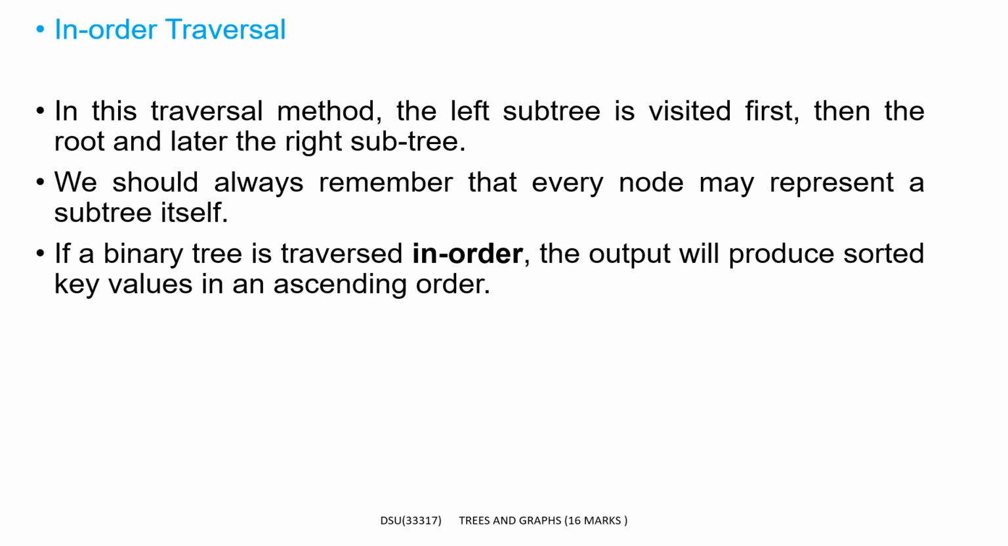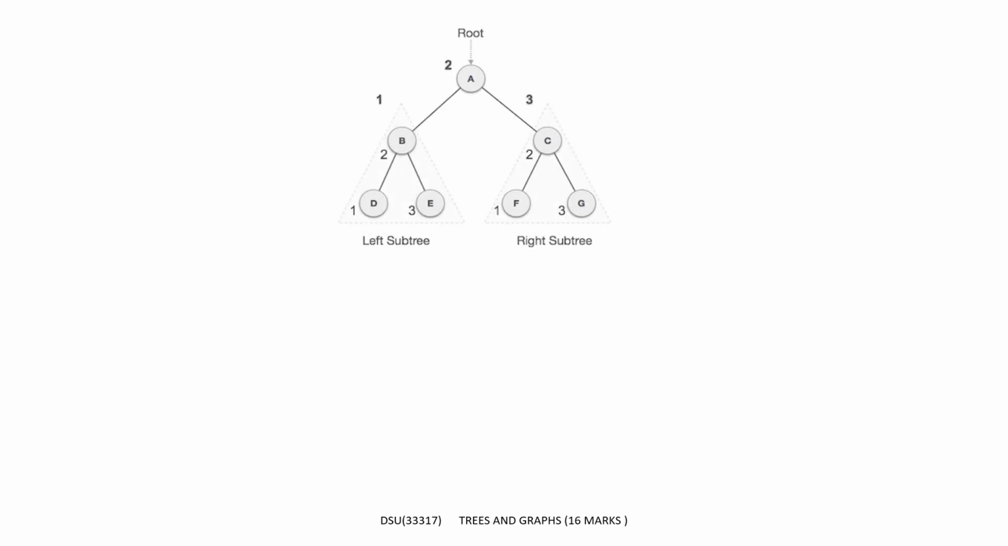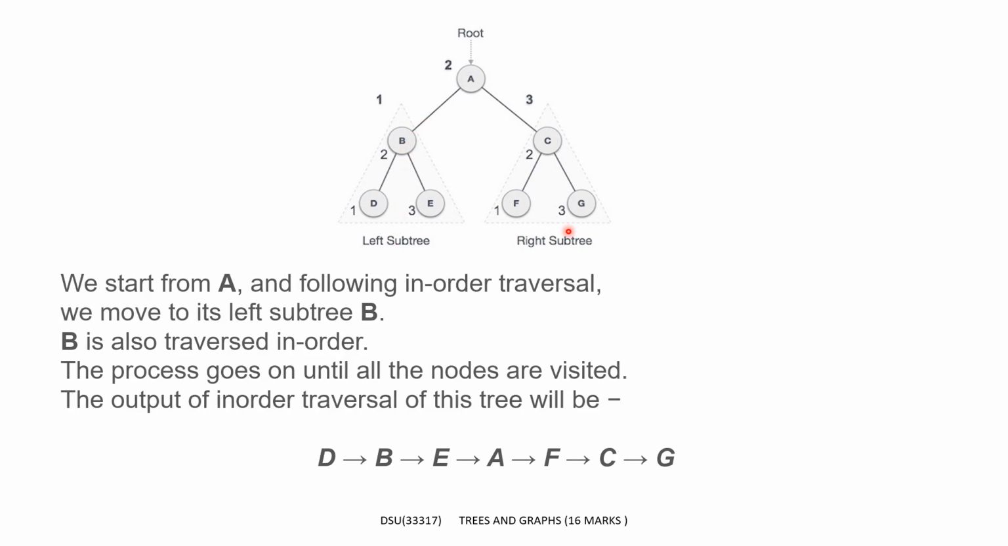Because in a binary search tree, the values on the left side are less than the root node and the values on the right side are greater than the root node value. That's why we will get ascending order key values. See here, this is an example of a tree. This is the root, and this is the left subtree and the right subtree.